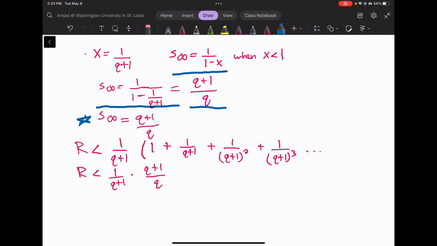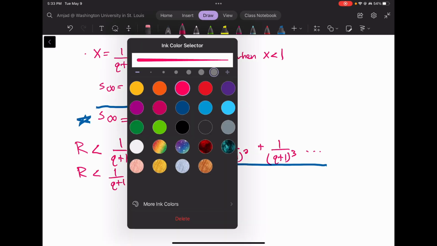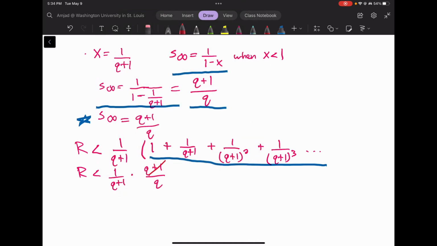So if we go back and look at our inequality, we have r is less than 1 over q plus 1 multiplied by this infinite sum right here. And we've already shown that this infinite sum is equal to q plus 1 over q. So r is less than 1 over q plus 1 times q plus 1 over q. So we're going to multiply this and cross these out. So then that will give us that r is less than 1 over q. Okay?